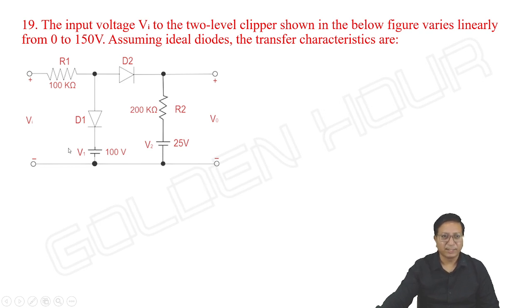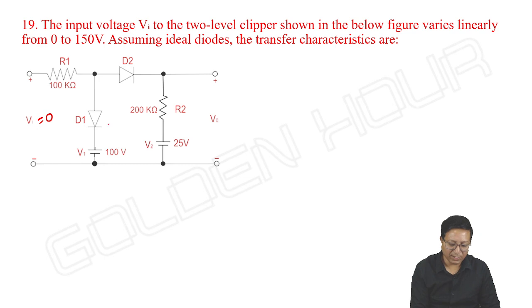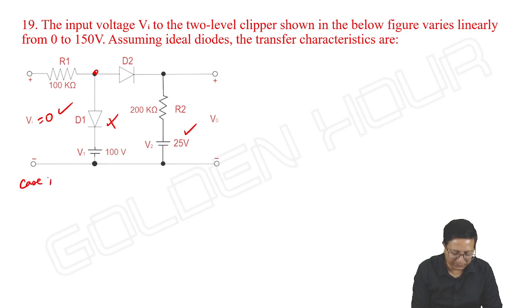Again we start with input equal to 0. When input is 0, what happens to D1? Its anode is at 0, cathode is at 100. D1 is off. D2, its anode is at 0, cathode is going to 25. D2 is also off. Both D1 and D2 are off. Case 1: D1 and D2 are off.